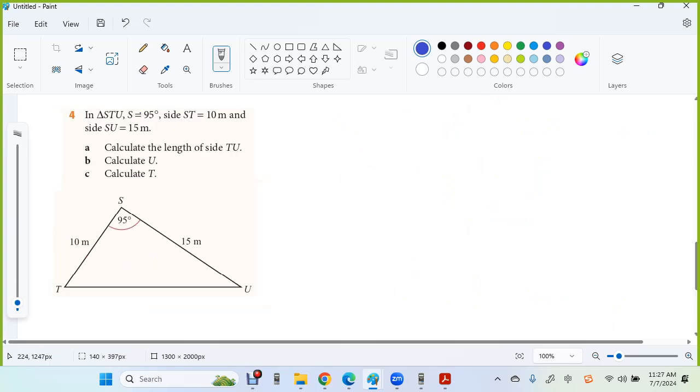Question number 4. S is 95 degrees, ST is 10 meters, SU is 15 meters. We want to calculate TU. So this is SAS, so we use the cosine rule. So TU squared will be 10 squared plus 15 squared minus 2 times 10 times 15 cos 95.